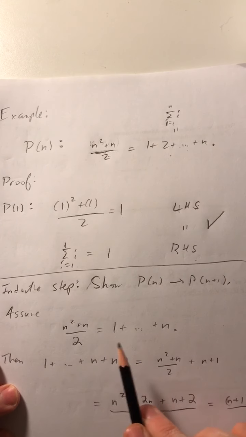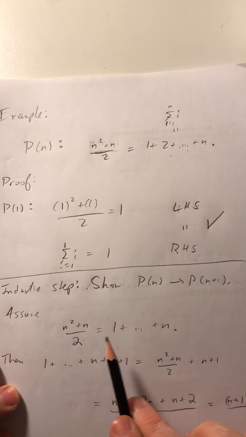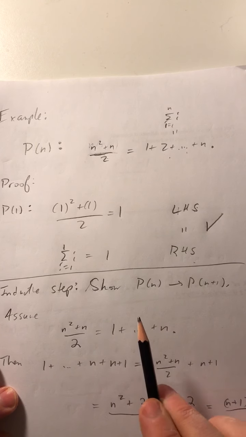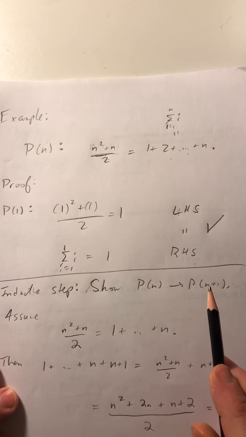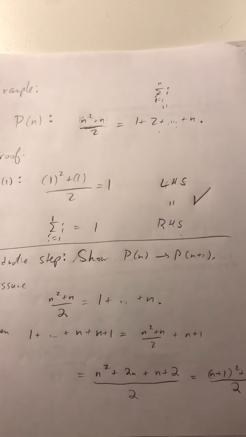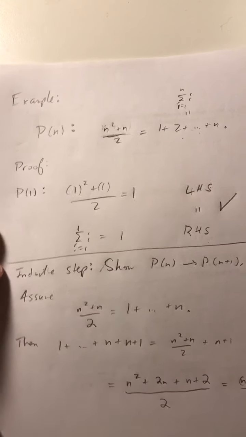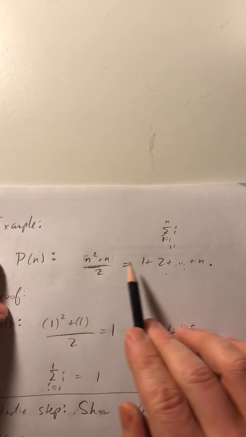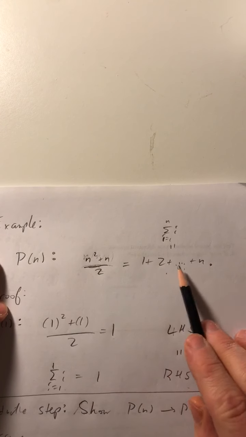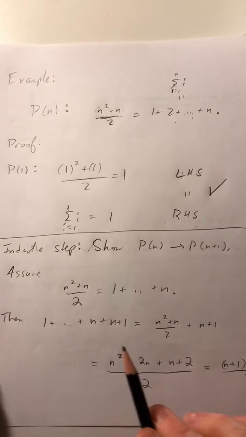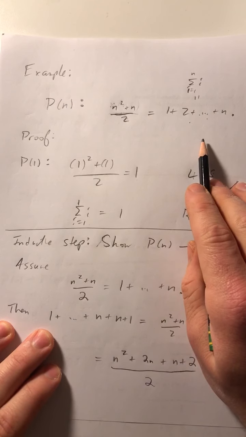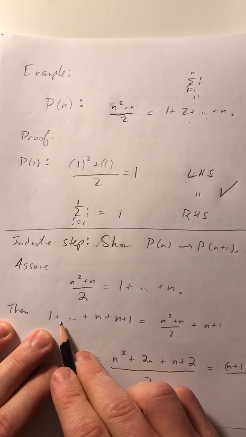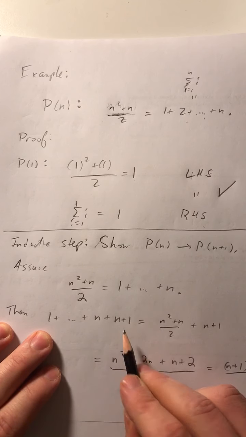So here, this is P of n. This is the proposition P of n, and I'm assuming that that's true, and then I'm going to show that that implies P of n plus 1 is true. So let's do that. For P of n plus 1, I want 1 plus 2 plus 3 plus 4, all the way up to n plus 1. So that's what I have written here. This is the right-hand side for P of n plus 1: 1 plus 2 plus 3, all the way up to n, and then n plus 1.